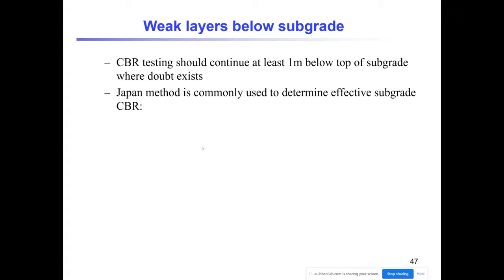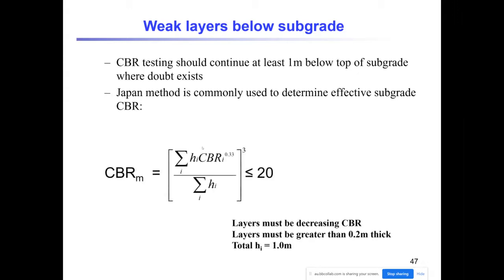After that, if there is a weak layer below the surface layer, in order to calculate the effective subgrade CBR, we generally use the Japan method. Again, this is a very straightforward method. This is the formulation, the empirical equation that we use to calculate.